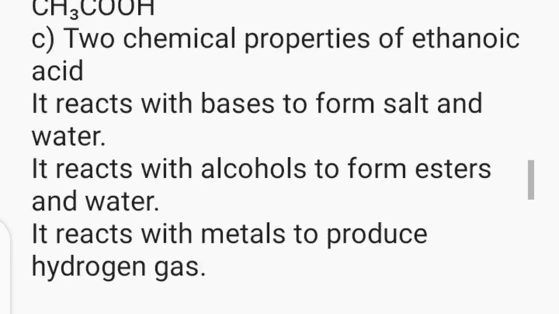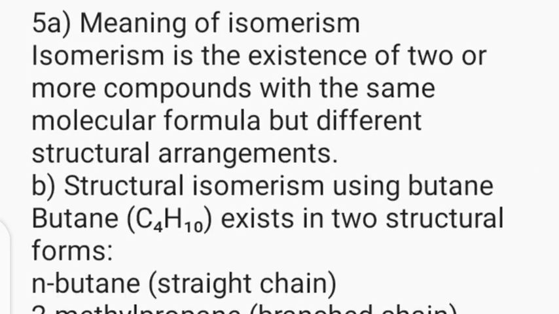Then what are the chemical properties of ethanoic acid? It reacts with base to form salt and water. It reacts with alcohol to form esters and water, that is esterification. And then the carboxylic acid, ethanoic acid, reacts with metals to produce hydrogen gas. So that is that. And also, what about the meaning of isomerism?